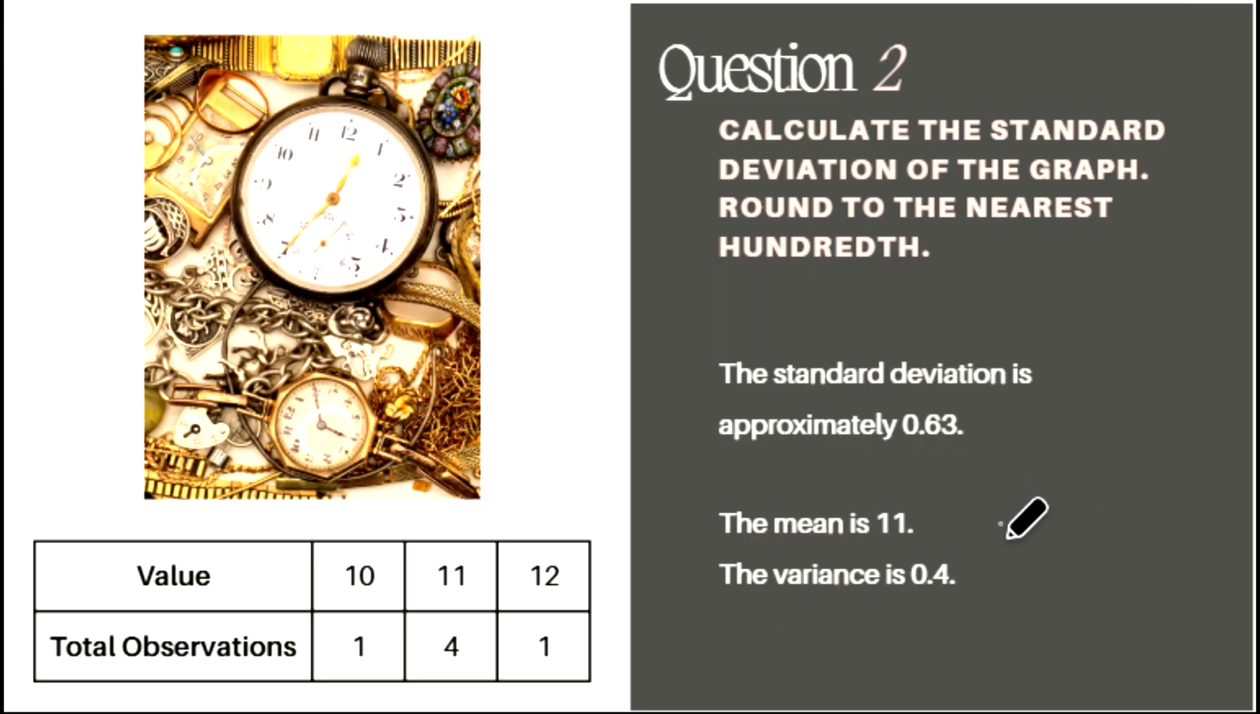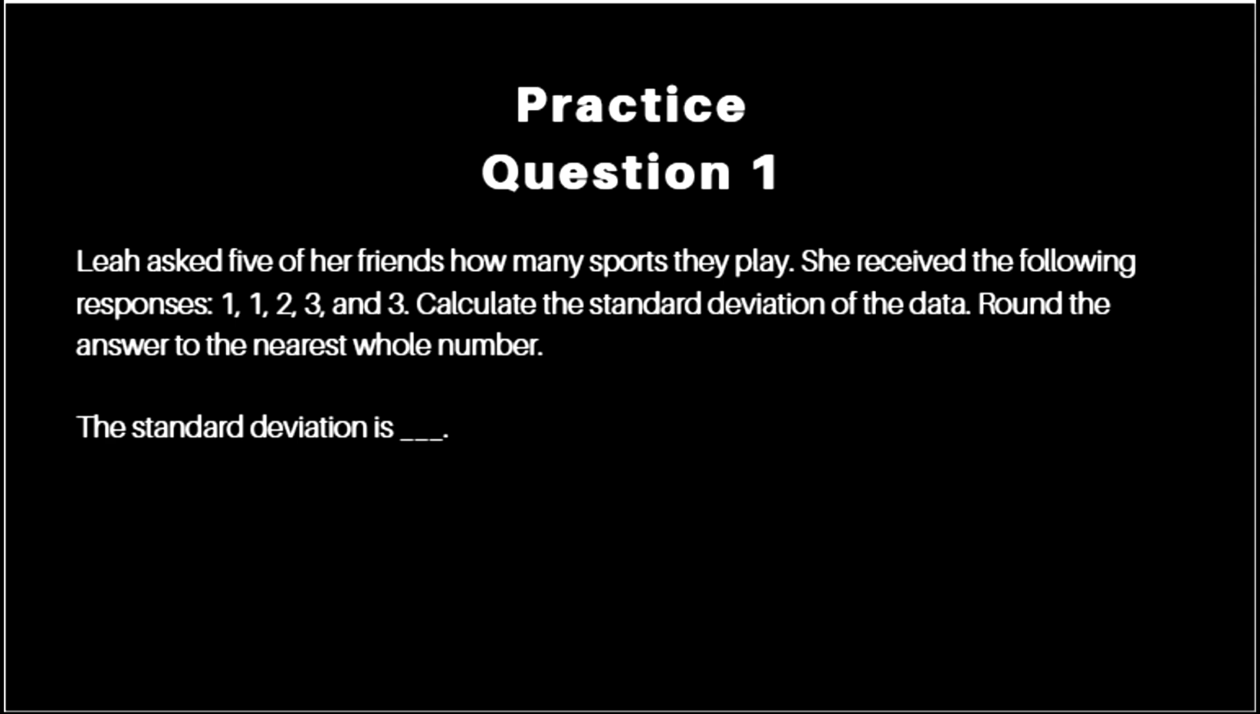Thank you very much. Okay, here's practice question number 1. This is at the end of the lesson, so just go ahead and write your answer down and then you can fill it in later. It says Leah asked 5 of her friends how many sports they play. She received the following responses: 1, 1, 2, 3, and 3. Calculate the standard deviation of the data. Round the answer to the nearest whole number. Pause the video, figure it out, come back.